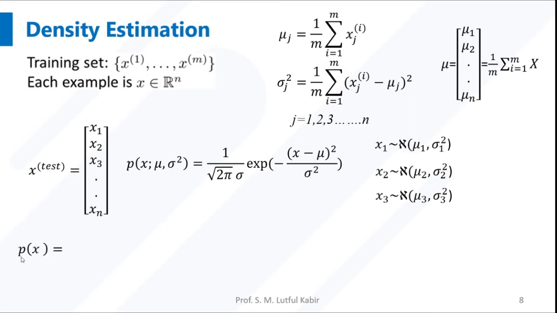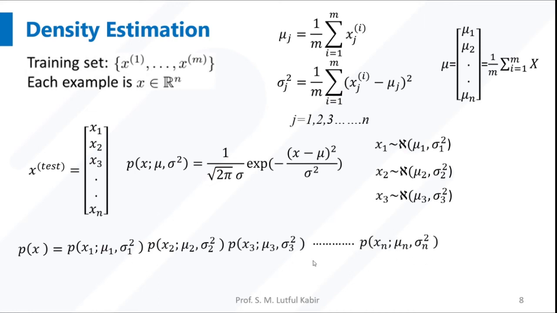So the total probability of that test value will be the multiplication of each and every probability. If you multiply them together, you will get the test probability, and that will be, it's not summation, it's the product of all the components. That means j varying from 1 to n, the product of the probability of xj parameterized by muj and sigmaj square.